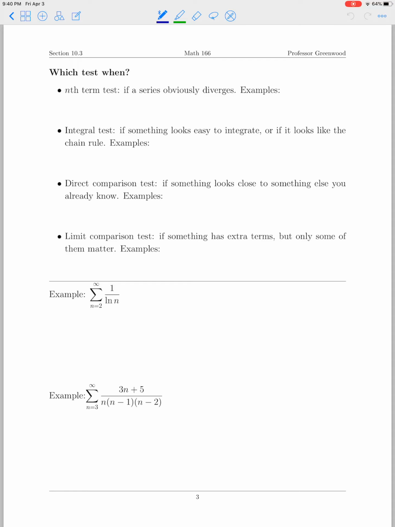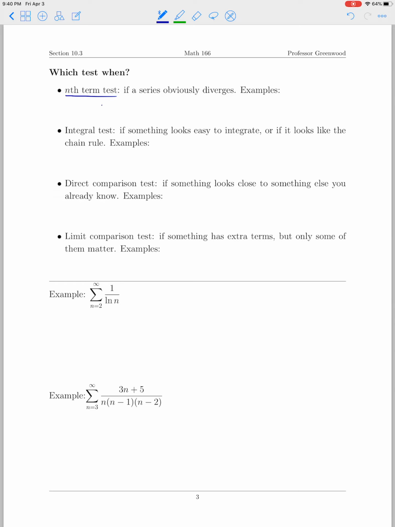And so the first test that we talked about was the nth term test, which, as a reminder, just said if you have a sequence of numbers and they don't go to zero, then your series definitely diverges. And so this test is sort of a sanity check, and it's the first one that you might try if you're pretty sure that a series obviously diverges.